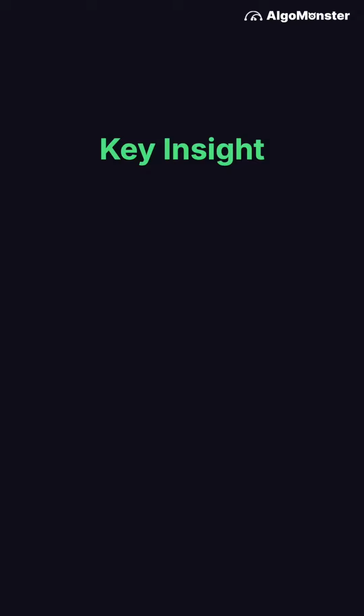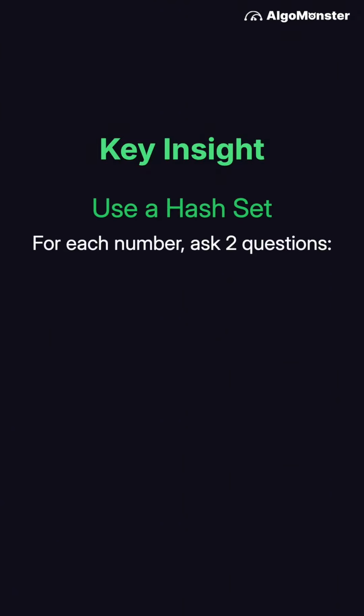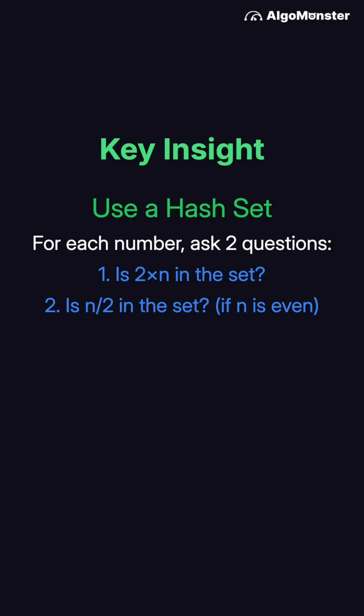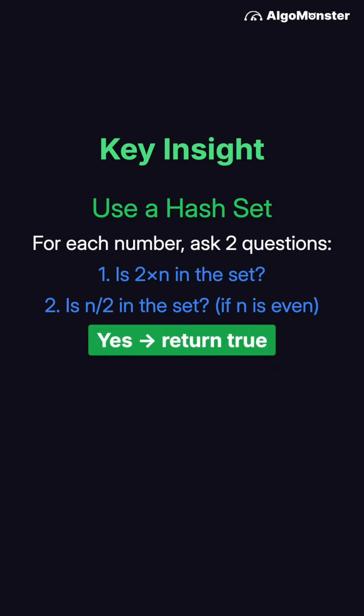Here's the smarter approach. We use a hash set. As we go through the array, one element at a time, for each number, we ask two questions. First, is double this number already in our set? Second, if this number is even, is half this number already in our set? If either answer is yes, we found our pair and return true immediately. If not, we add the current number to the set and keep going.